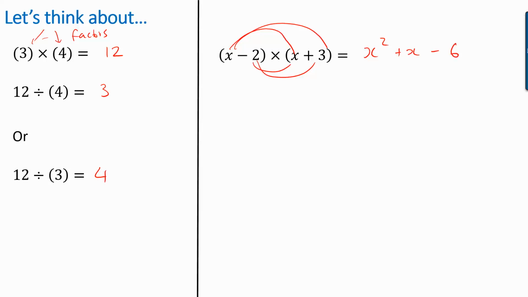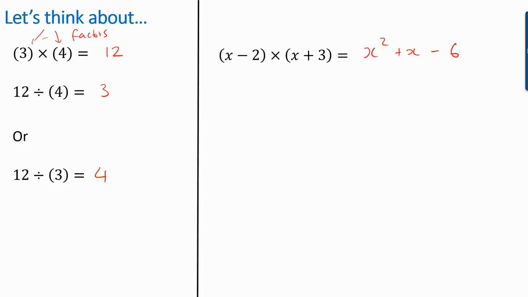So let's compare it. What I just did was 2 numbers, 3 times 4 equals 12. If I divided this by one of these numbers, you should get the other one, just the same way you did: 12 divided by 4 gives you 3, or 12 divided by 3 gives you 4. So by logic, if I took x squared plus x minus 6 divided by x plus 3, I should be getting x minus 2. If I divide by this factor, I should be getting the other factor.